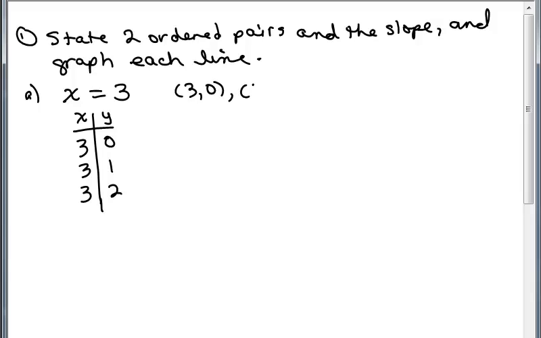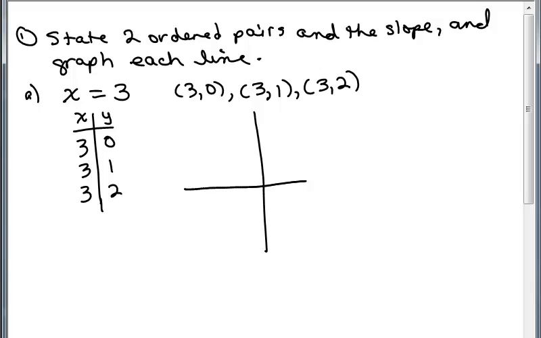So some ordered pairs are (3, 0), (3, 1), (3, 2). So if we're going to graph this, those are possibilities. Let's say that's 5. There's the x-axis. Here's 3. That's the y-axis. Let's graph these 3 ordered pairs. We've got (3, 0), (3, 1), and (3, 2). So this gives us a vertical line.